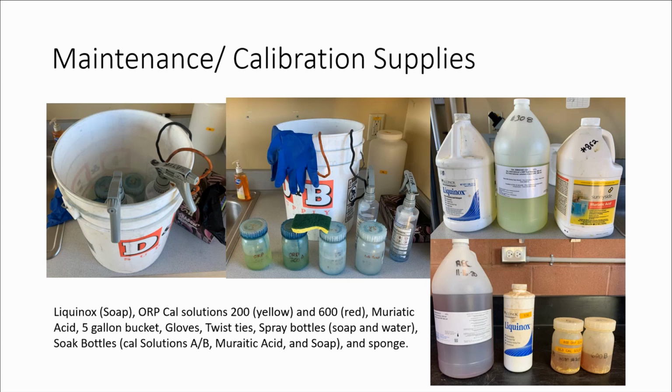And then the next picture in the middle there is basically everything set out on the table. You can see it's labeled for 200 millivolt solutions. You've got your A and B, your muriatic acid, your soak, and then you can see the sponge on top, our gloves, the twisty ties. The probes sit in the 200 solution, and we use those twisty ties to tie them to the handrail so they don't tip over, because of the wind. It's Eastern Oregon, right? When does the wind not blow? When it's not convenient.